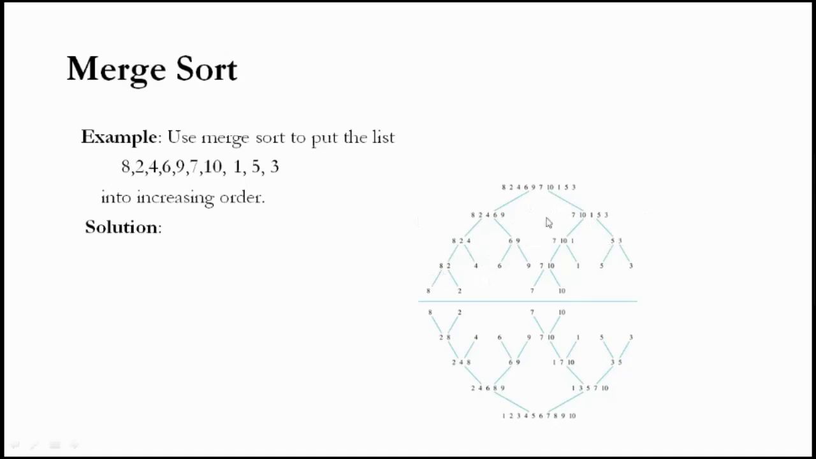How many n by 4s were divided? 4 into n by 4. So like that, it will keep on dividing. Once you get the finest element, that is the single elements, then this 8 and 2 were compared.